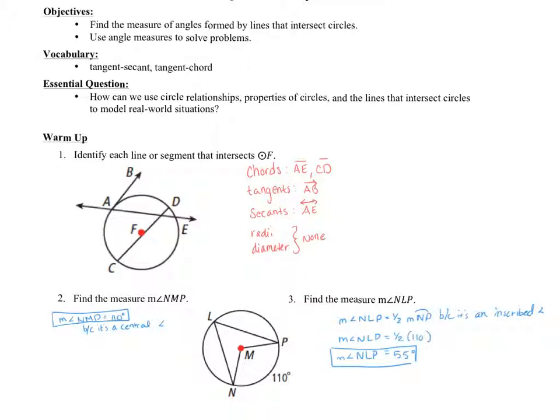So to identify each line or segment, my options are chords, tangents, secants, radii, and diameter. I listed those all out, but I only had chords, tangents, and secants in this case. And for number 2, it was a central angle, so it's equal to its arc measure. And for number 3, it was an inscribed angle, so it's equal to 1/2 of its arc measure.